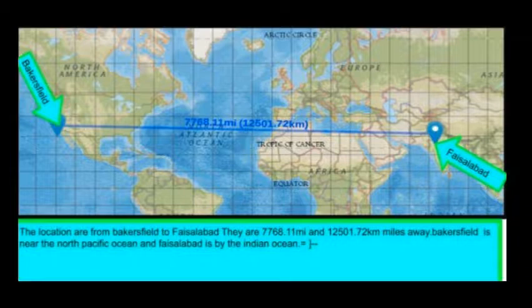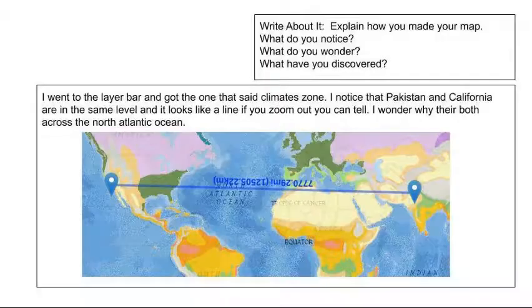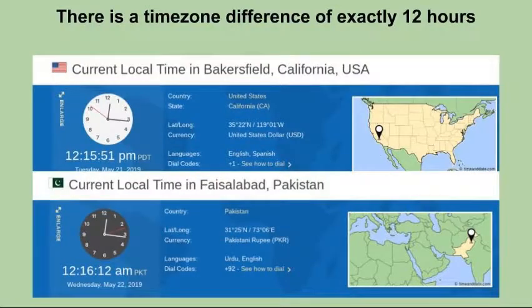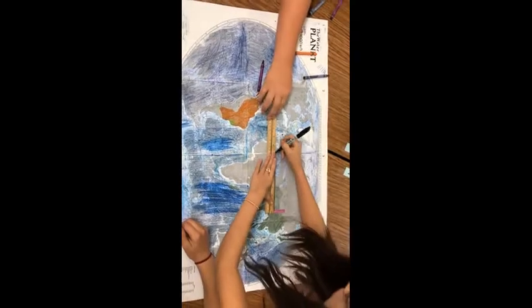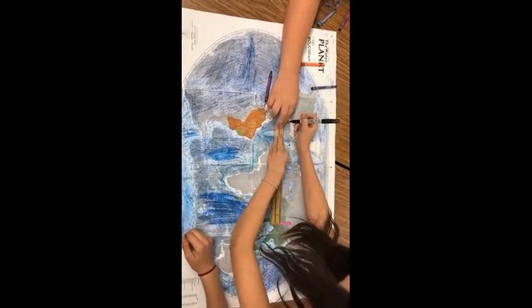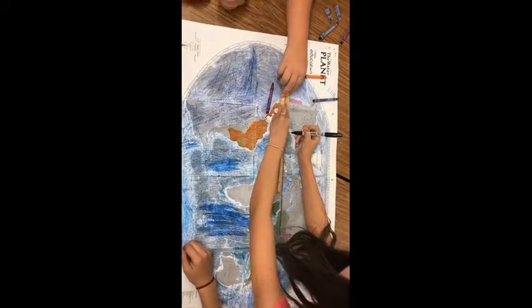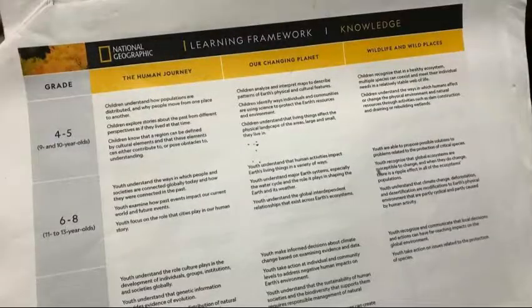My students studied the climate match using the National Geographic Interactive MapMaker between Bakersfield, California and Faisalabad, Pakistan. They used the layering features, analyzing the similarities in temperature, rainfall, elevation, and even discovered an exact 12-hour time zone difference. My students also labeled their maps to show how these two areas share a similar line of latitude 7,700 miles apart. The National Geographic framework outlines how our human journey connects us globally.